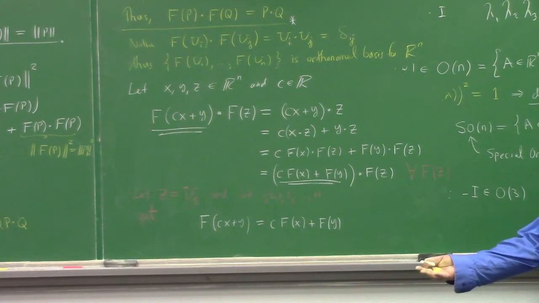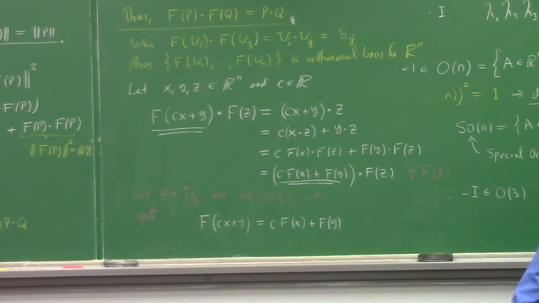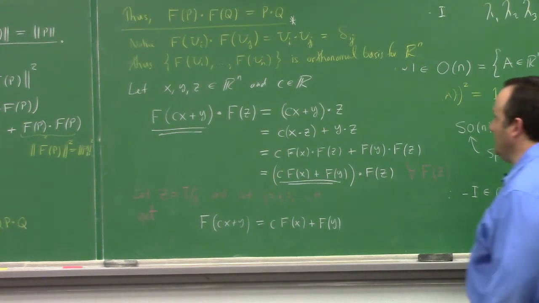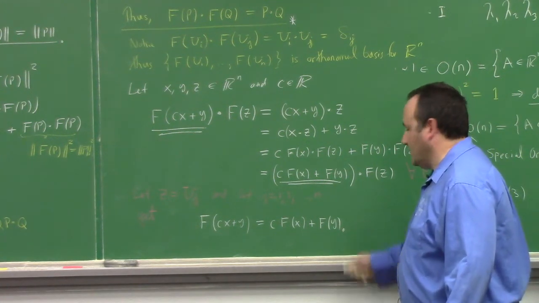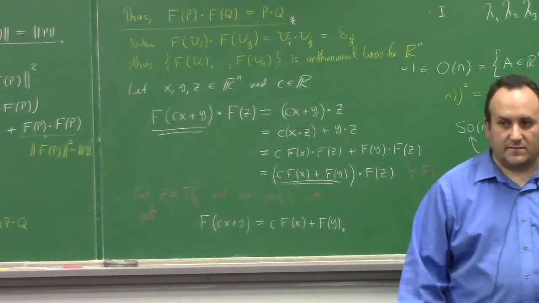So now we have shown that F is a linear map. And guess what? The condition star is actually nothing more than the condition for an orthogonal matrix written in a different notation.